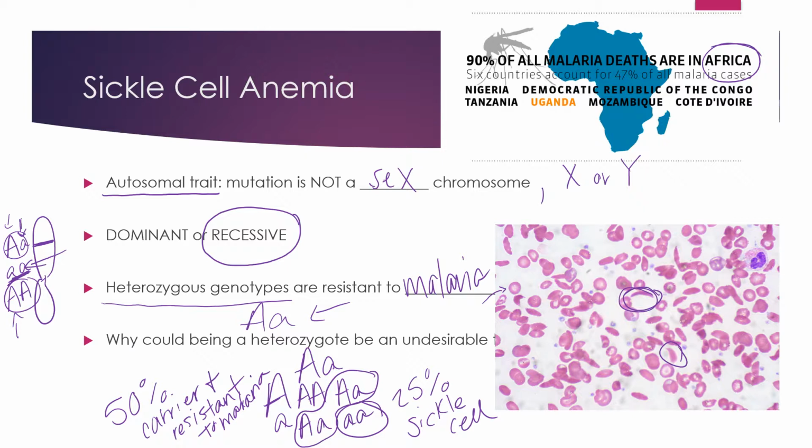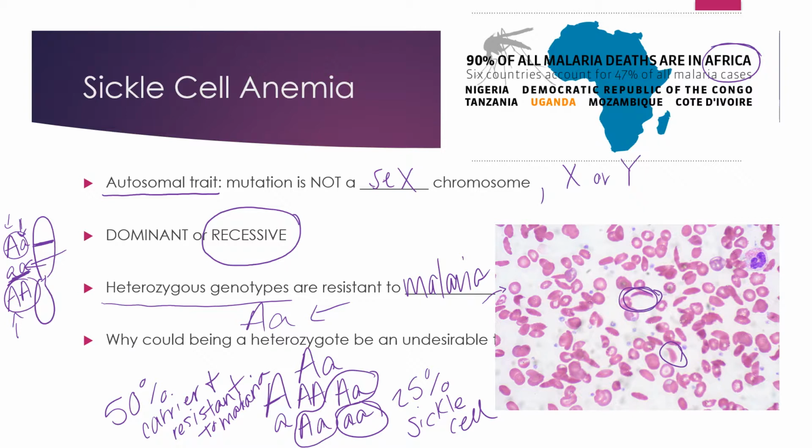So this is why being a heterozygote could be undesirable if you meet somebody who is also a heterozygote, or carrying for sickle cell. You would have a 25% chance of your offspring having sickle cell anemia. And unfortunately, it's not something that you would want your child to have because it's very painful. You would need treatments such as blood transfusions.